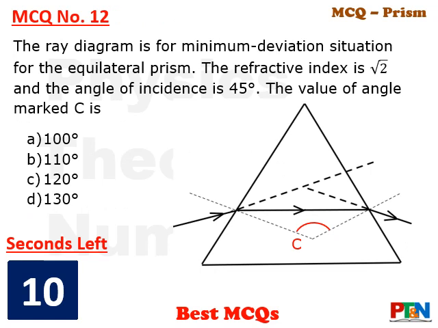Next MCQ. The ray diagram is for the minimum deviation situation for an equilateral prism. So this is the 60 degree prism. This ray diagram is for the minimum deviation situation. The refractive index is √2, that is 1.414, and the angle of incidence is 45 degree. Now, the first question on this setup. What is the value of angle marked C? You have got 10 seconds time. Timer starts now.